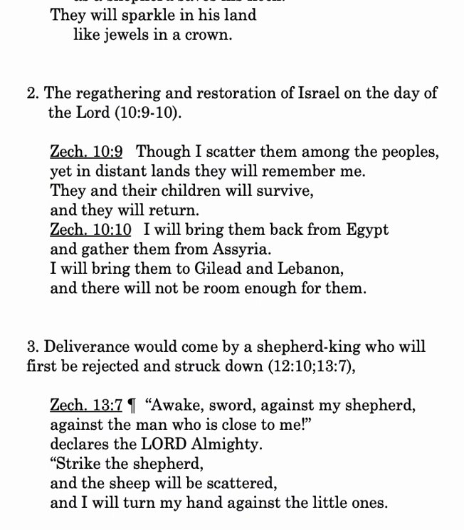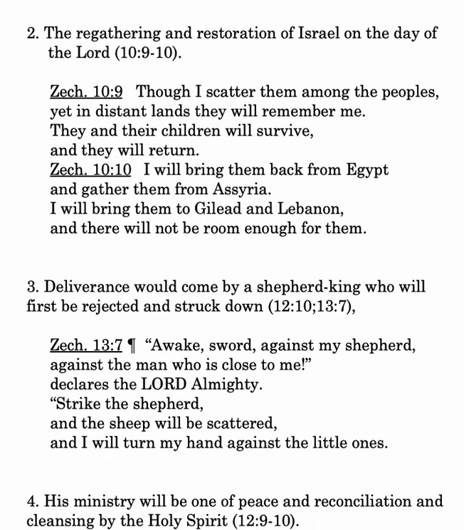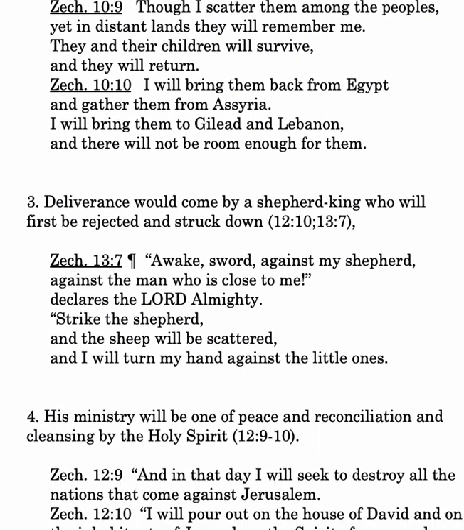3. Deliverance would come by a shepherd king who will first be rejected and struck down. Now, we understand this, and I was talking about the order earlier, okay? This, of course, has to do with his first advent. But the deliverance of this struck down shepherd in the first advent, of course, will come when he comes back again. So you kind of got two timing things going on here.